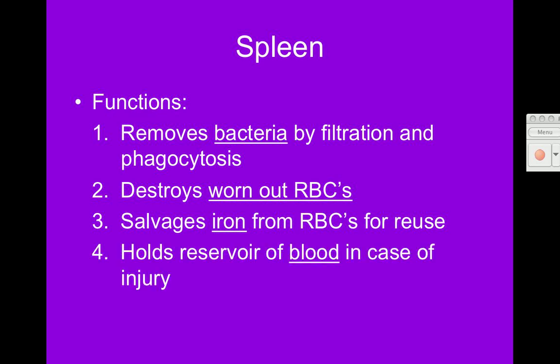It does hold a reservoir of blood in case of emergency, so if you suffer a traumatic injury like a gunshot wound or an accidental amputation, the spleen can actually release that pint of blood that it holds onto, and that can make the difference for someone between living or dying, until they can get the medical attention that they need.